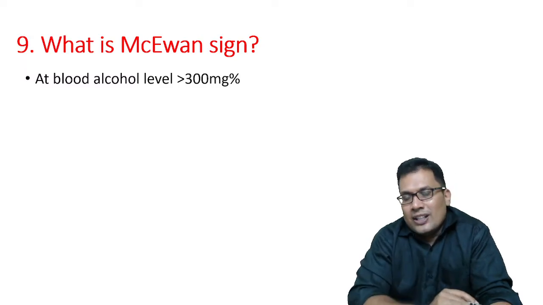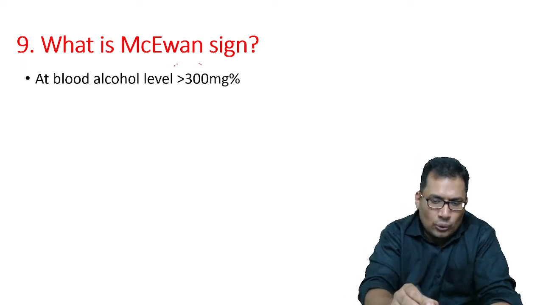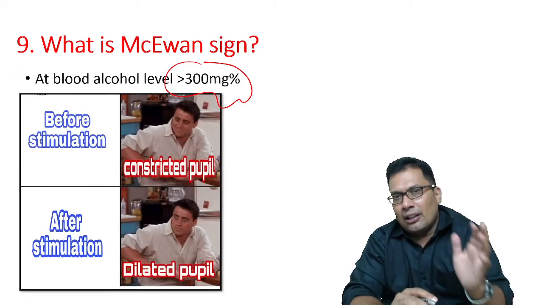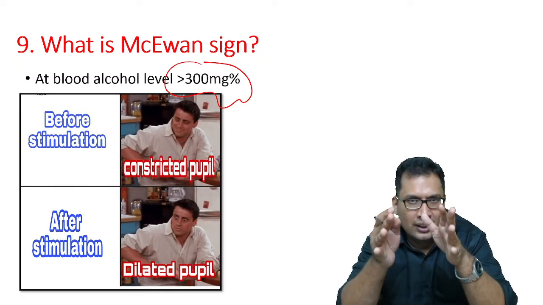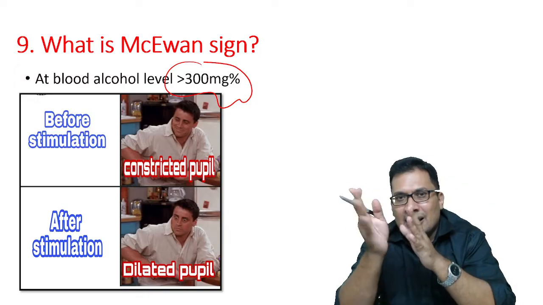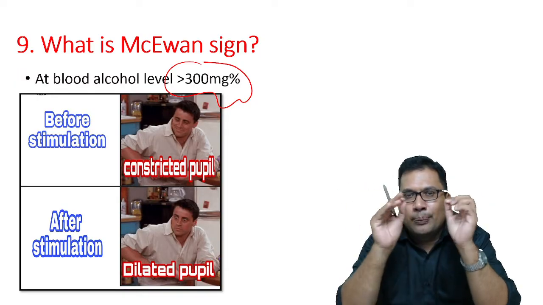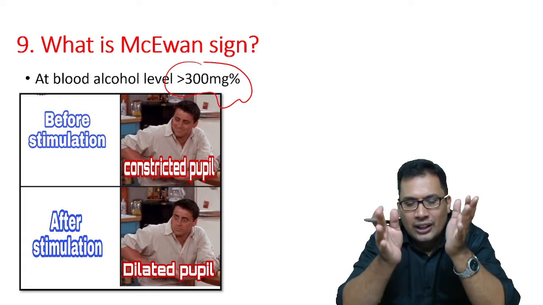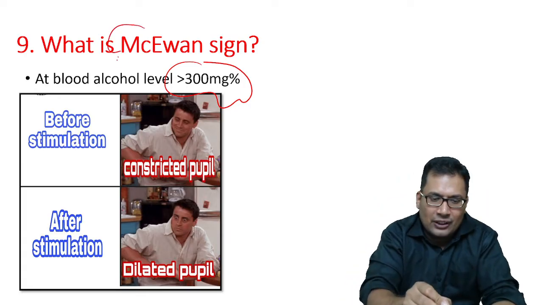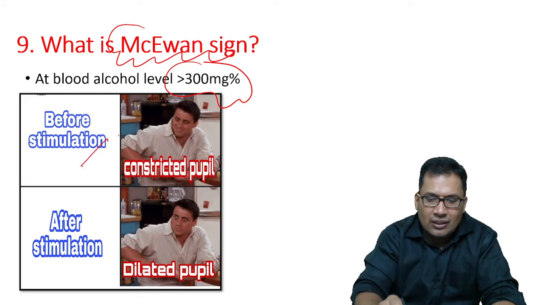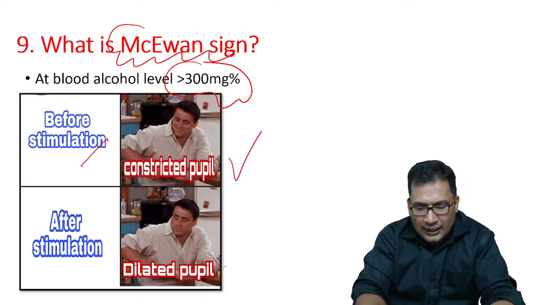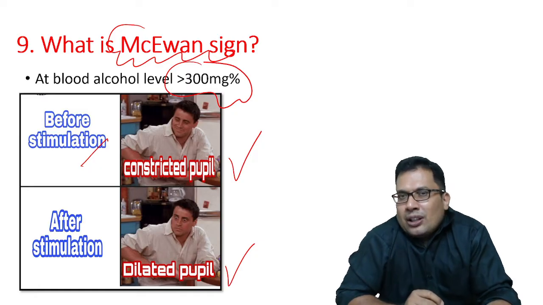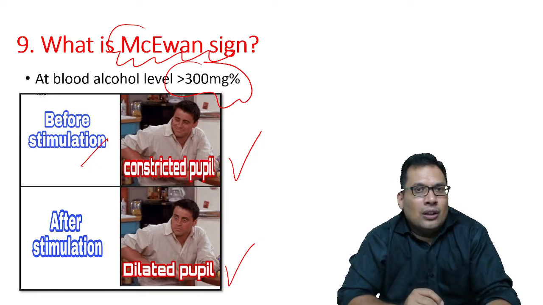What is McEwan's sign? It is seen in alcoholic coma with more than 300 milligram percentage. Normally in alcoholic coma, the pupil is constricted. On stimulation, tapping, pinching, the pupil dilates and returns to normal size slowly, which is known as McEwan's sign. See here, a constricted pupil becoming dilated after stimulation is one important finding seen in case of alcoholic coma.